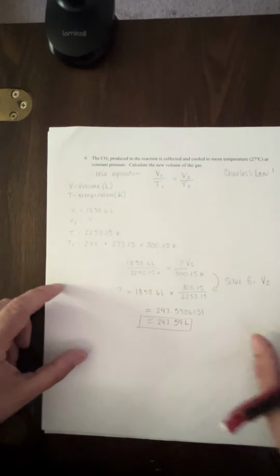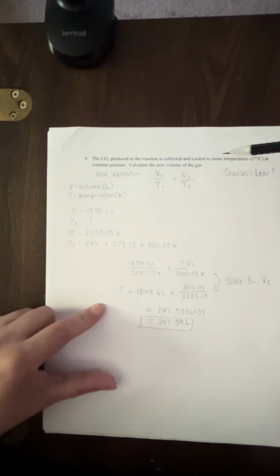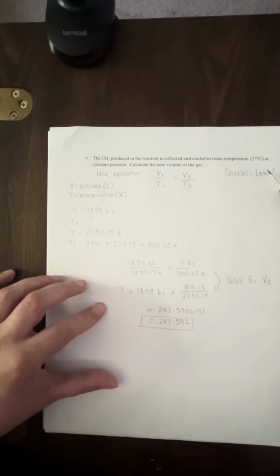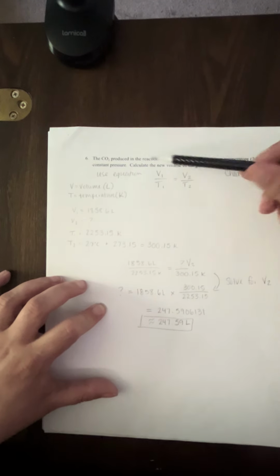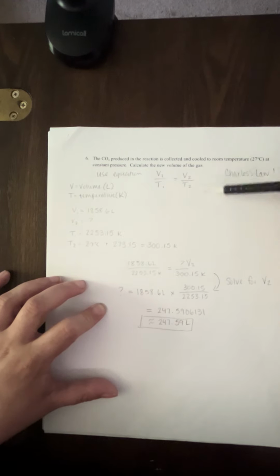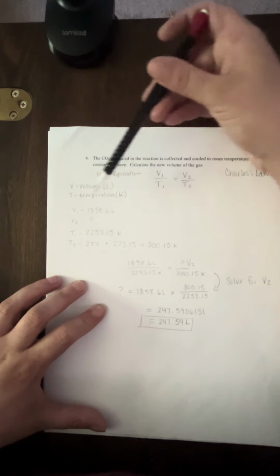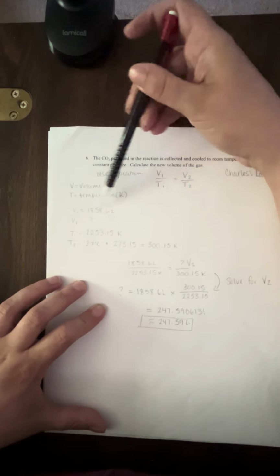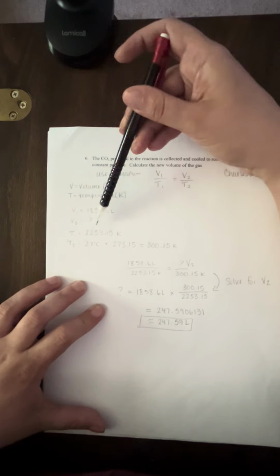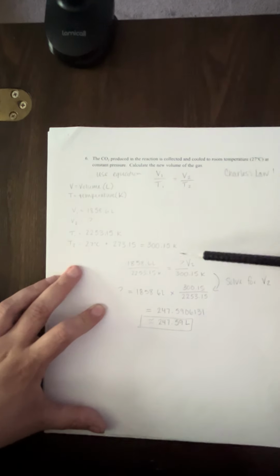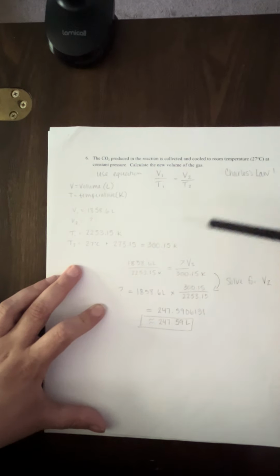And then for number 6, the question is: the carbon dioxide produced in the reaction is collected and cooled to room temperature at constant pressure. What's the new volume? We're using Charles's law here, which is defined as volume 1 over temperature 1 equals volume 2 over temperature 2. These are all our values. Volume 1 is the answer from before, the number of liters that we have, and temperature 1 is the temperature from before. Then temperature 2 is 27 degrees Celsius plus 273.15 to put it into Kelvin.